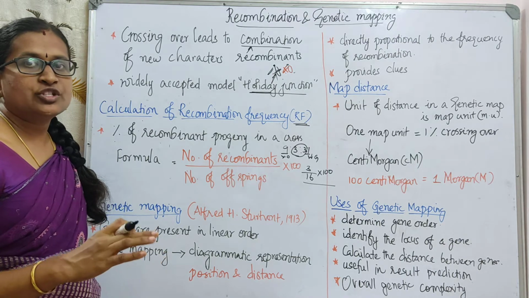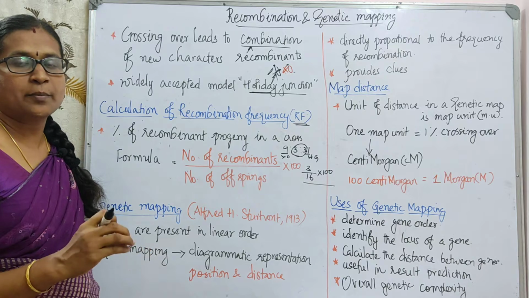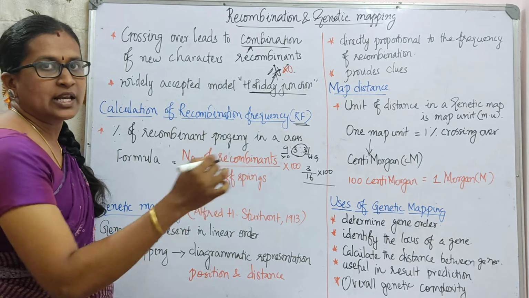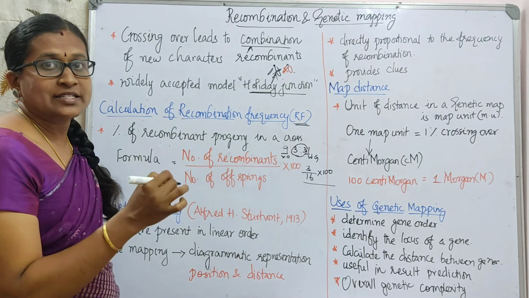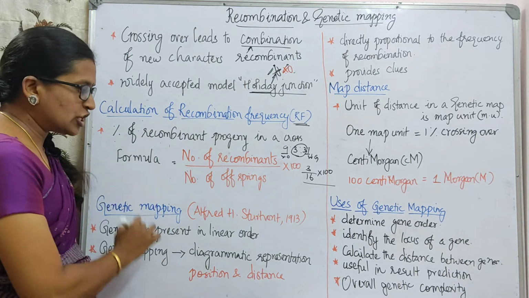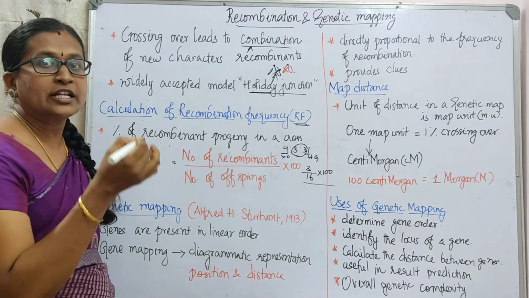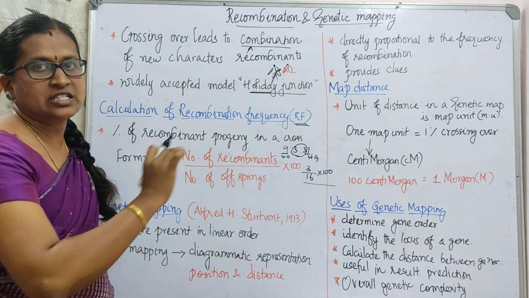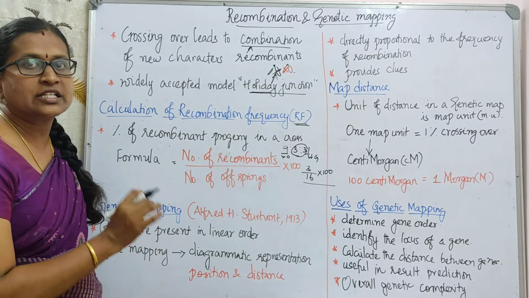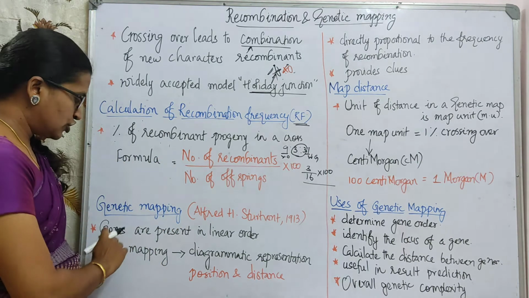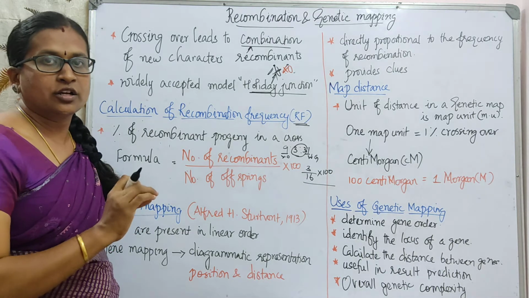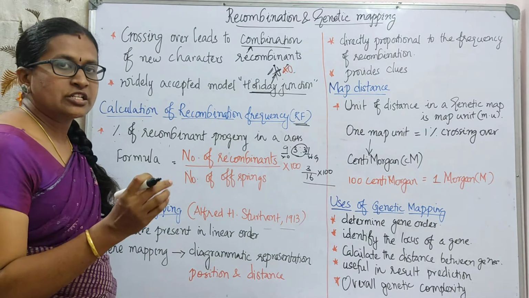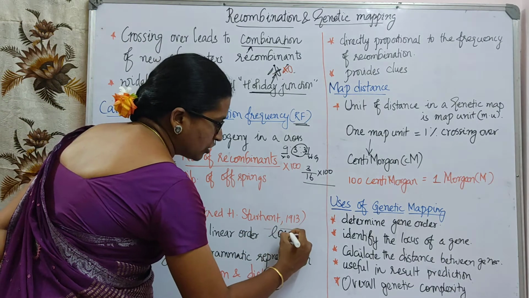Generally in social studies, what do we do with mapping? We point out which place is where: Delhi, Chennai, Mumbai, like that. In the same way, in gene mapping we find the point where a particular gene is present and how much distance there is between the genes. That is calculated in gene mapping. Genes are present in a linear order, that we all know. The position where the gene is present is called a locus.